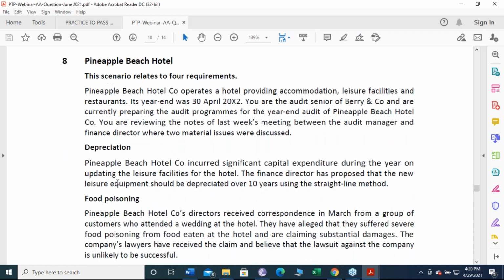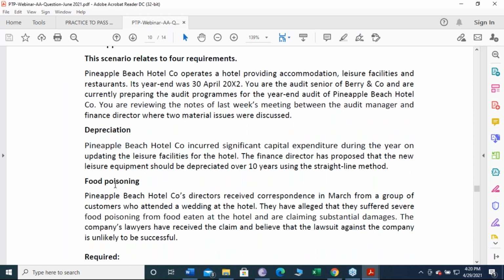Pineapple Beach Hotel Company incurred significant capital expenditure during the year on updating the leisure facilities for the hotel. So they invested huge amount of capital expenditure. The finance director has proposed that the new leisure equipment should be depreciated over 10 years using the straight line method.